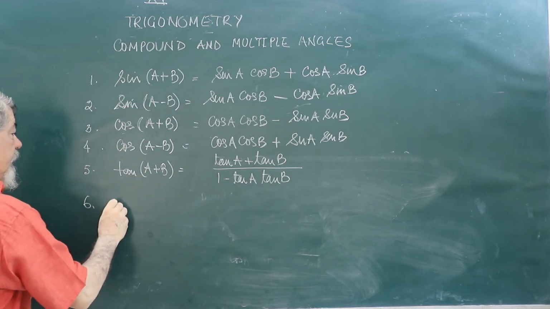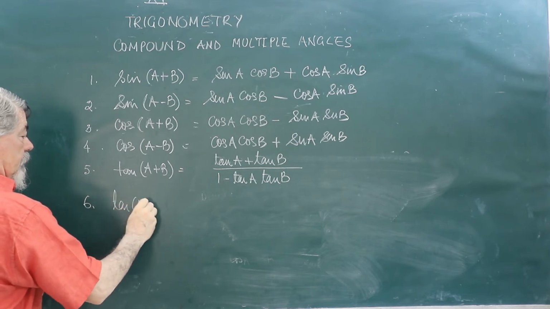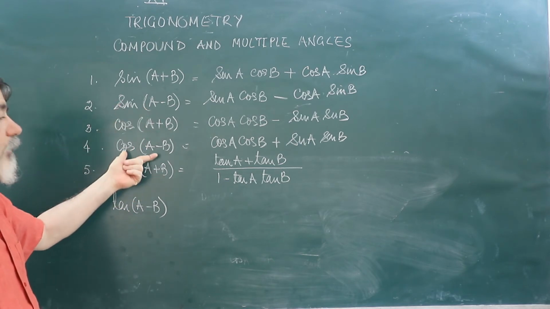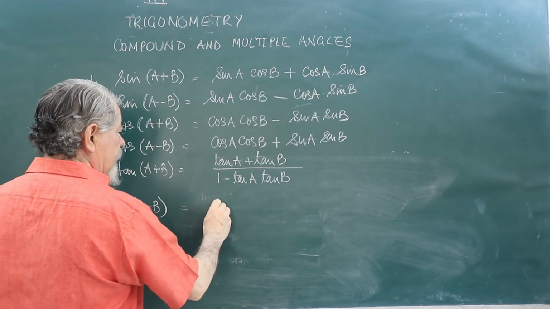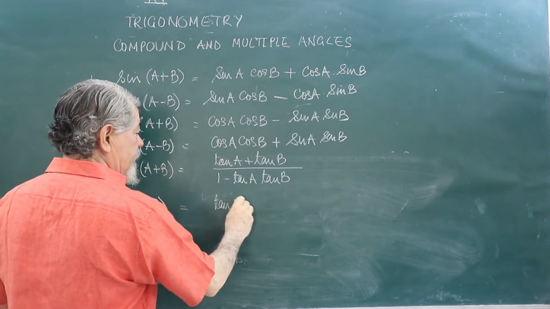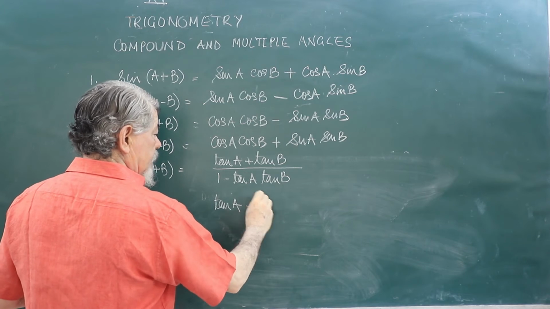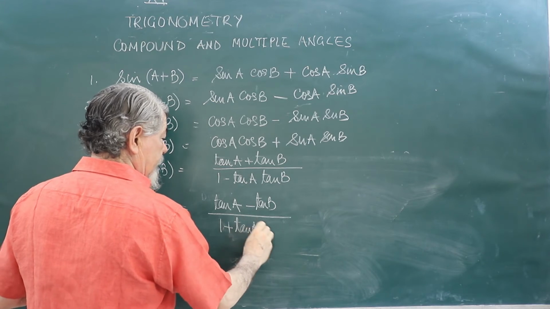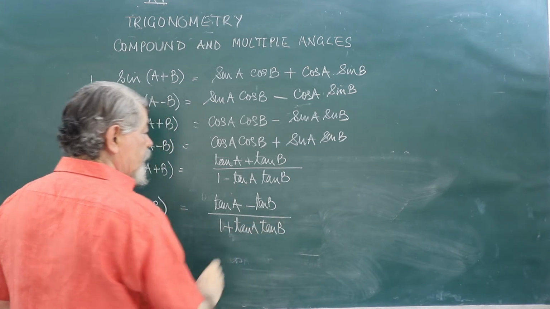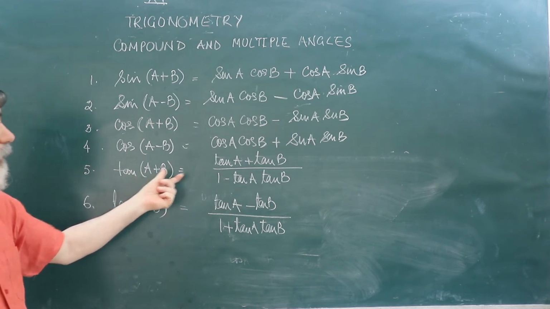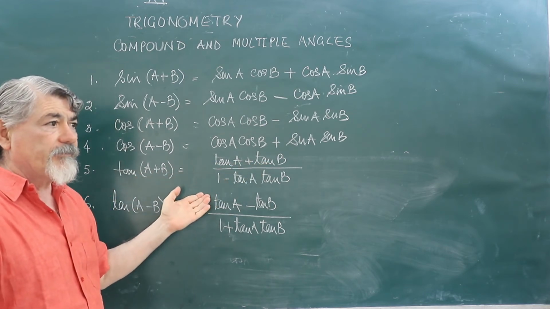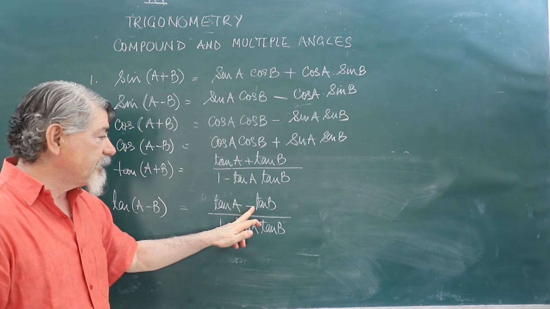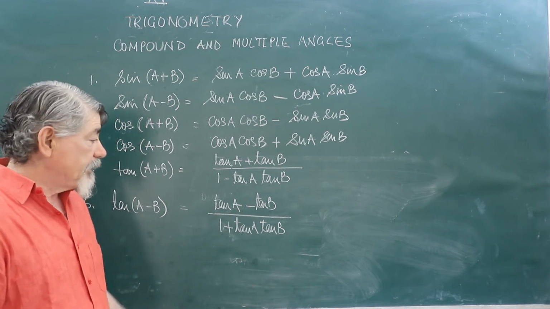Now the next formula is tan A minus B. This can be done by the same method, dividing sin A minus B by cos A minus B, and you will get tan A minus tan B upon 1 plus tan A tan B. For tan A plus B, in the numerator I got tan A plus tan B, in the denominator 1 minus tan A tan B. When it is tan A minus B, in the numerator I'll get tan A minus tan B upon 1 plus tan A tan B.